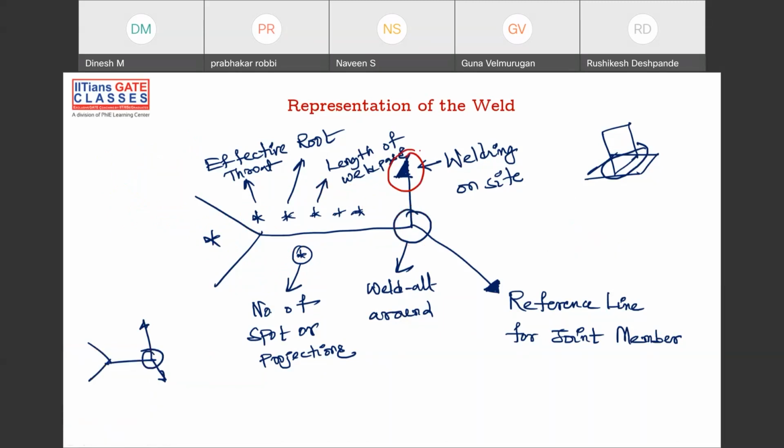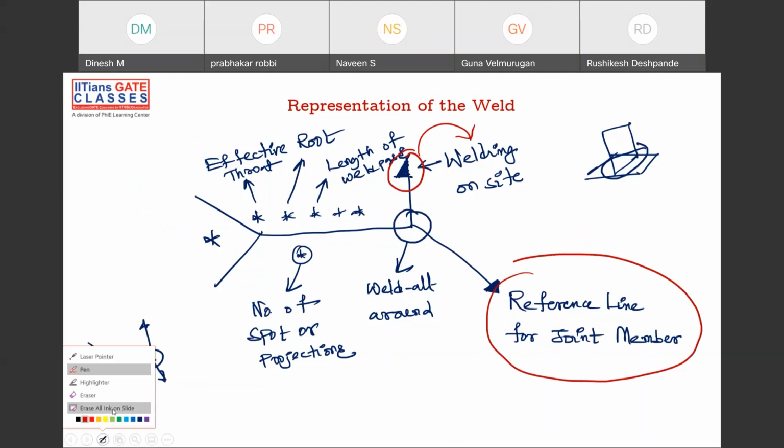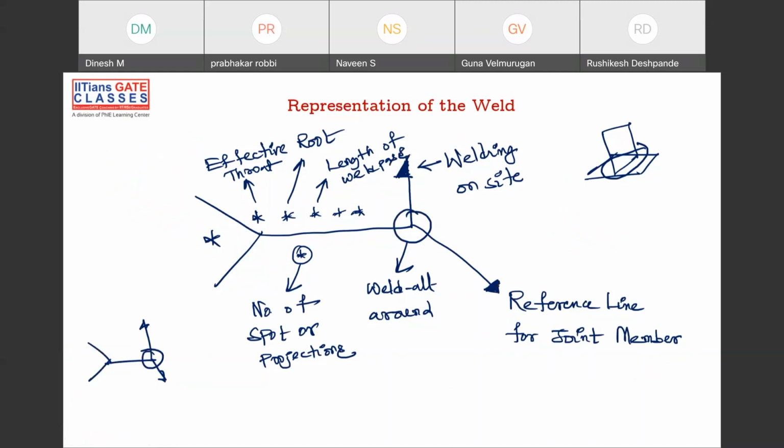And if you have this kind of flag, it means don't do it there, take the parts individually to the site and assemble and commission there. And this is the reference to the joint number. Obviously, it is pointing to the place where the welding has to be done. That's it. Is it okay, guys? So that's the end of welding.